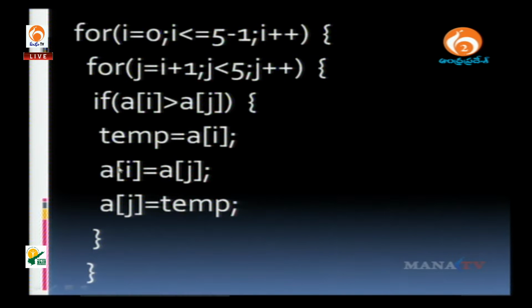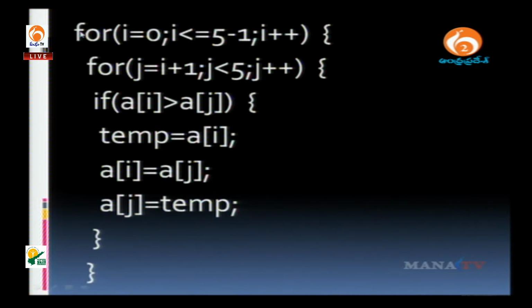Next, for i equal to 0, i less than or equal to 5 minus 1, i plus plus. This is the sorting logic. We are using nested loops. A loop in a loop is called nested loops. Here nested loops are required for the sorting technique.